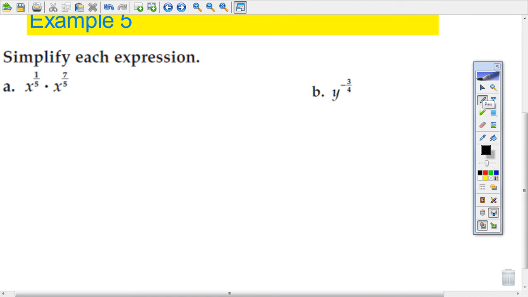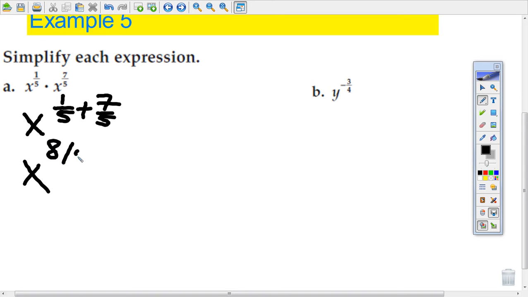Okay, so I have x to the 1/5 and I'm multiplying it by x to the 7/5. What do you do with the exponents? Raise your hand if you know. Danielle, add them. That's nice because they have a common denominator already, huh? Then you have to make one. So what would 1/5 plus 7/5 make? 8/5.